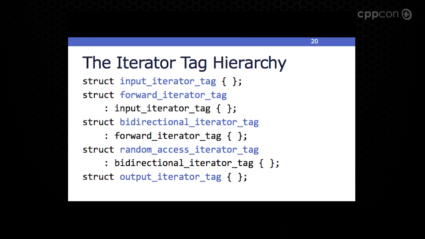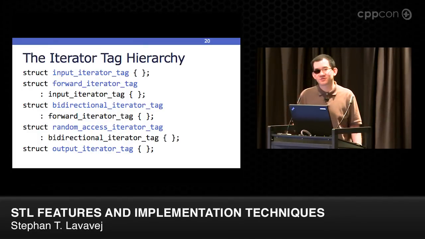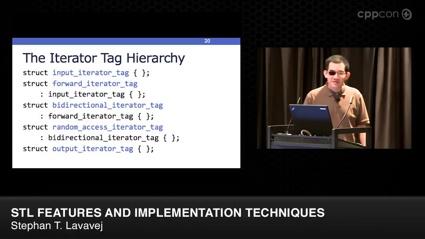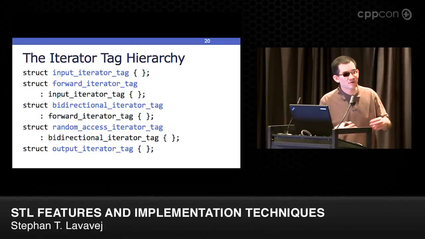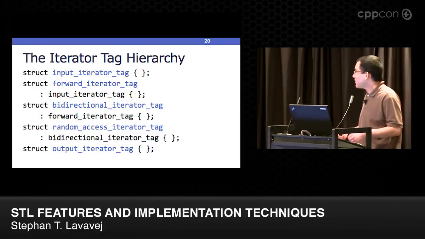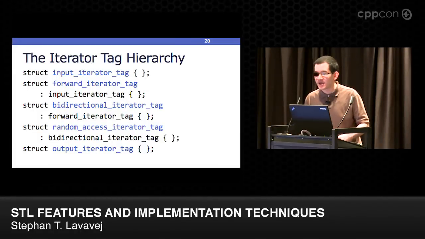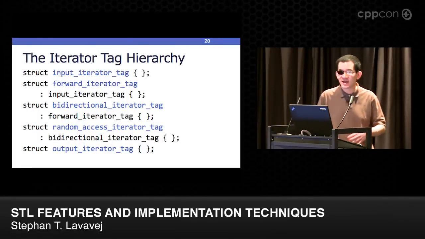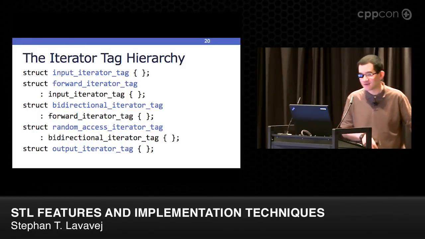What is that? Well, here's the iterator tag hierarchy dating back to 98. You got your input_iterator_tag, forward_iterator_tag, bidirectional, blah, blah, blah. These are empty structs. They are really boring, really simple, but they inherit from each other in a chain. And if you look at it, this actually matches the powers of iterators. Every random access iterator, like a pointer or a vector iterator, also has all of the powers of a bidirectional iterator. So the random_access_iterator_tag inherits from the bidirectional_iterator_tag, which inherits from the forward_iterator_tag, which inherits from the input_iterator_tag, and so on. And then there's the lonely output_iterator_tag. I could go on about that. Let's ignore that for now.